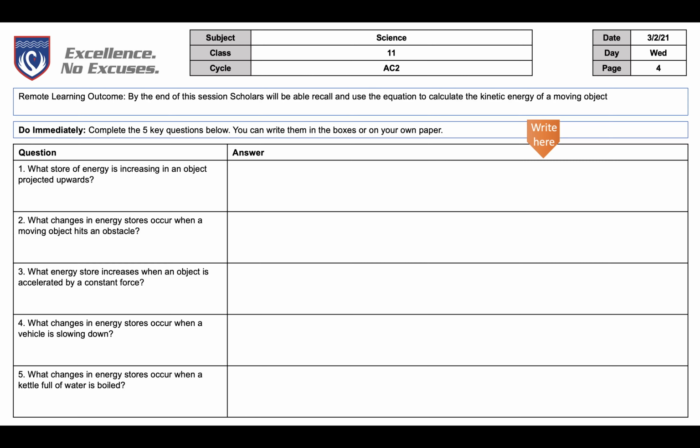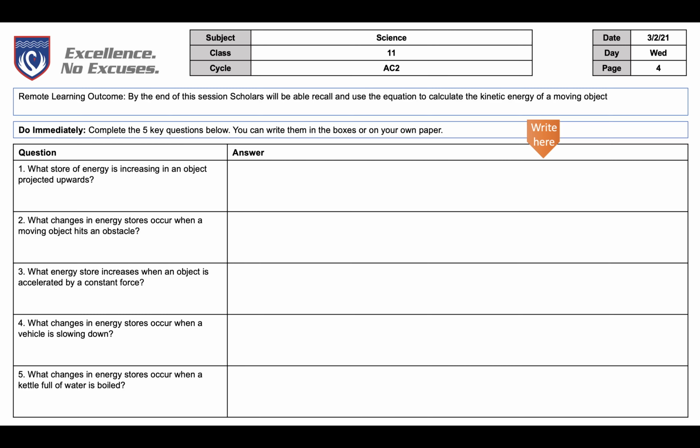So we're starting off with a moving object, so that's got to have kinetic energy. And when it hits an obstacle, it's going to stop, so that kinetic energy is going to be transferred to a different store. It will increase the temperature of the object it hits and the object itself. So that will increase the internal energy store of both the object and the obstacle. You will also get some sound energy.